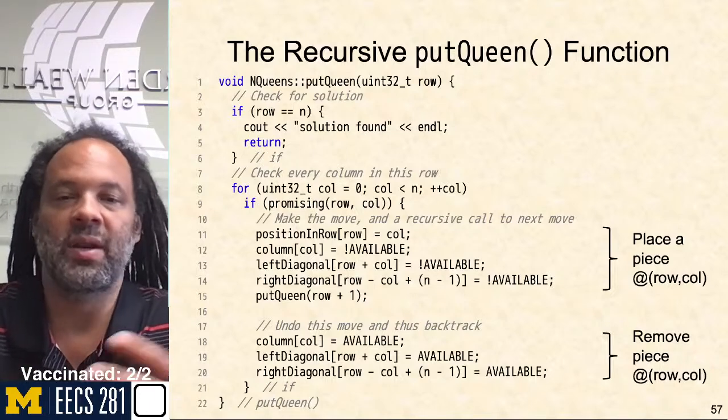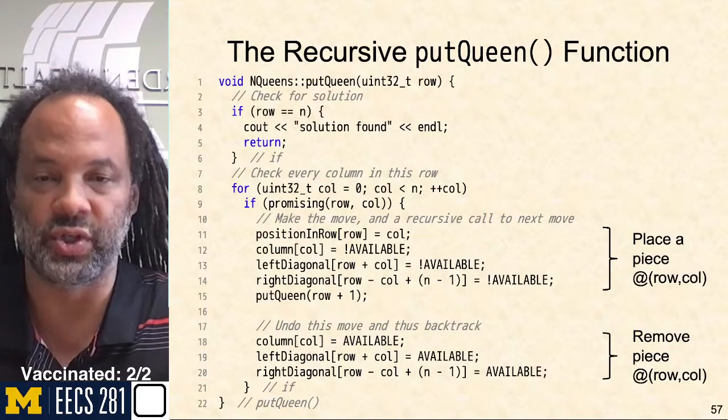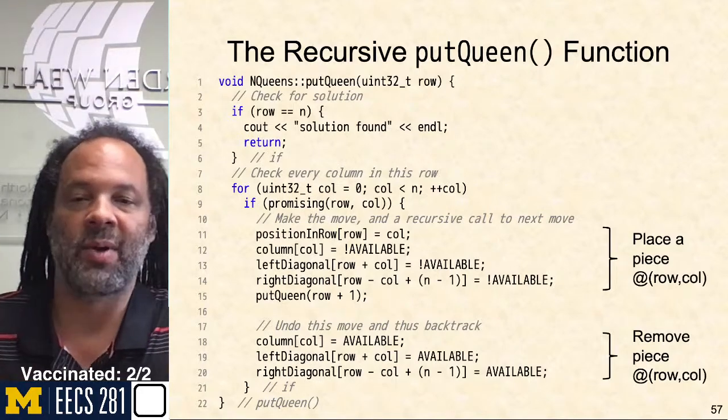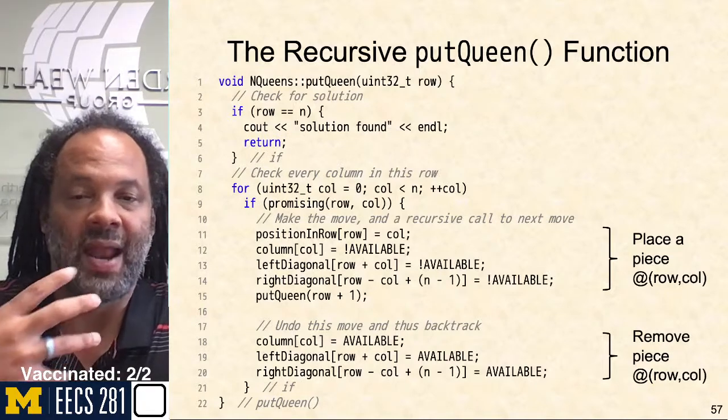And that promising is going to be doing some check on that. And once it's promising, then we extend the solution, right? So if that row and column are promising, then I'm going to fill them up.